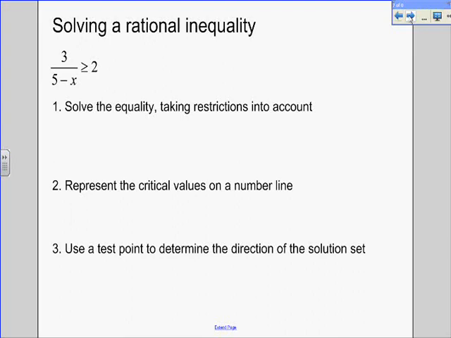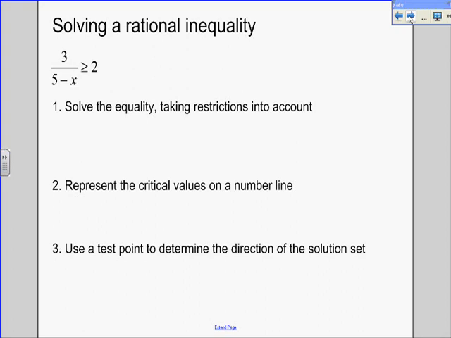But in this case, we actually don't need to, so we have it isolated already. What I'd like to do now is to solve the equality, so I'll replace it with an equal sign. And it says here, taking restrictions into account. And what I mean by that is figure out what values you cannot have for x. So what value of x will actually leave you with something that's undefined?